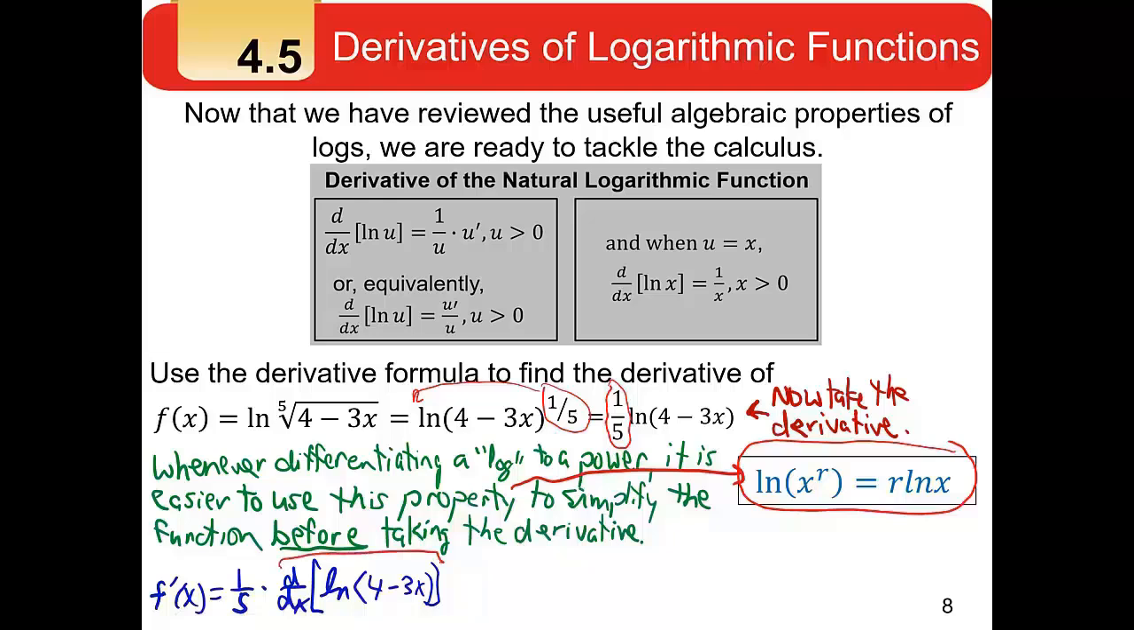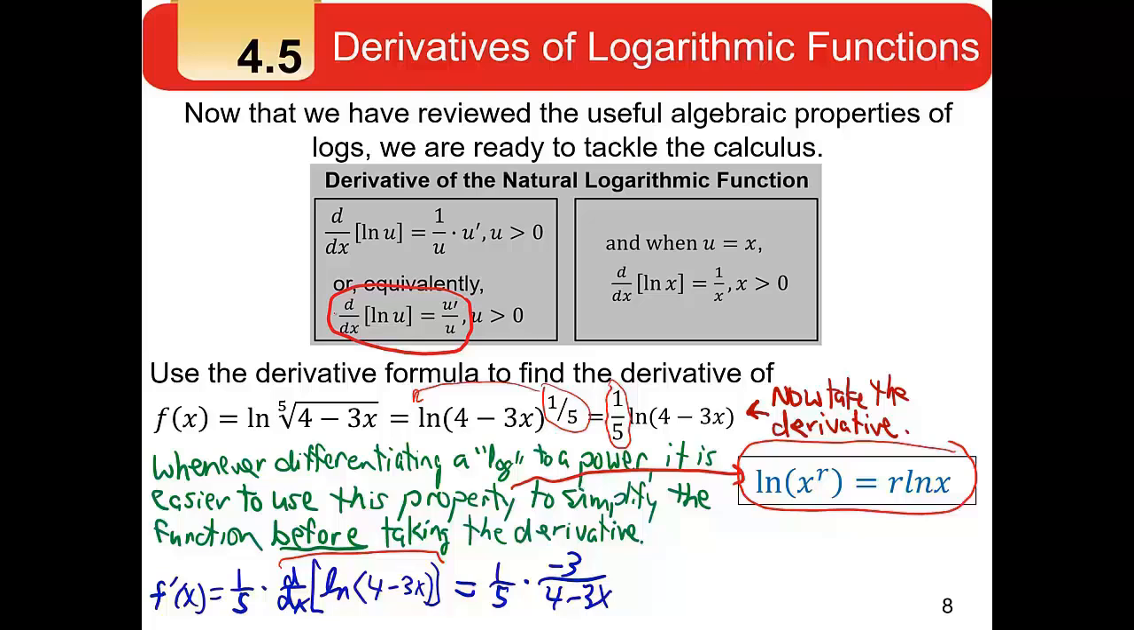So we're going to take the derivative of the rest. Well, what is the derivative of natural log of something? Well, that takes you back up to this formula. The derivative of the natural log of u is u prime over u. Well, what is u prime? Write the 1/5 down times u prime. What's the derivative of 4 minus 3x? Well, it's just minus 3 over the u itself, which is the 4 minus 3x.